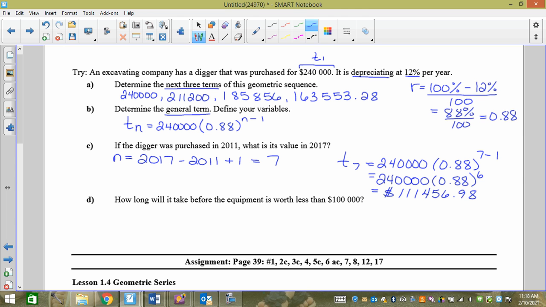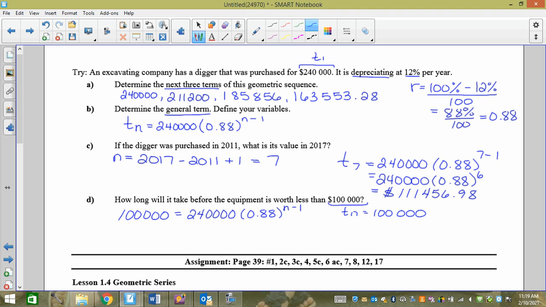So what's that? That's TN. And we know it's not SN because it's what the equipment is worth at that time. It's not like the total of it, right? So TN equals 100,000, and they want you to find N. So we can fill it into the general formula, which is 100,000 equals 240,000 times 0.88 to the N minus 1.